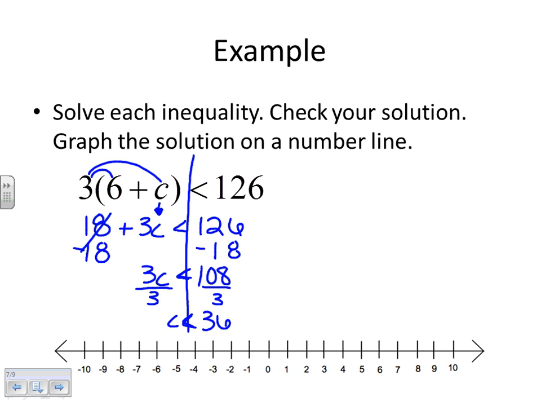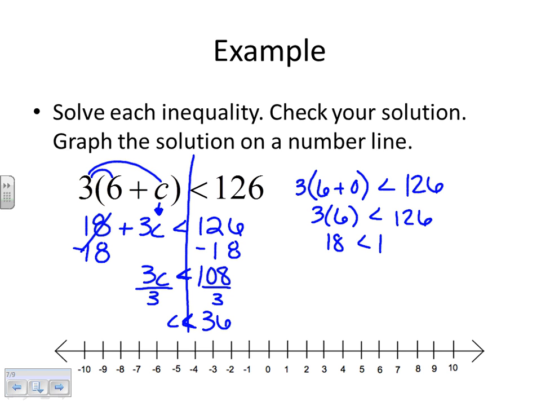So when I go in to plug it in, I plug in a number that is less than 36. We could do 0. 0 is less than 36, isn't it? Less than 126. So 6 plus 0 is 6 times 3. Oh, that's not equal to. Excuse me, sorry, just a less than. And 6 times 3 is 18, less than 126. Is 18 less than 126? Yes, then you are correct.